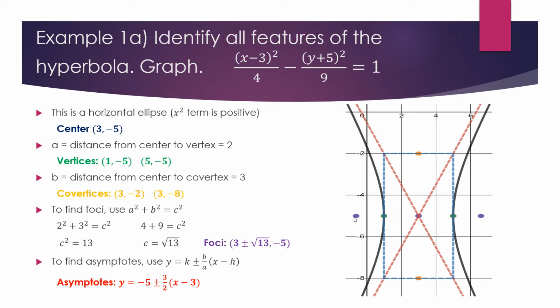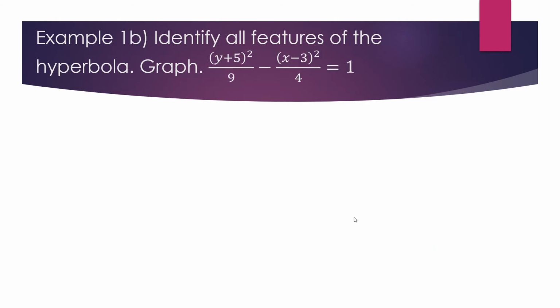Let's take a look at a very similar equation, for example, 1b. Notice that all that happened here was that I switched the y and the x terms. So we're going to identify all the features and graph. y plus 5 quantity squared over 9 minus x minus 3 quantity squared over 4 is equal to 1. So this time we have a vertical hyperbola because the y term is the positive term. The x term has the minus sign in front of it.